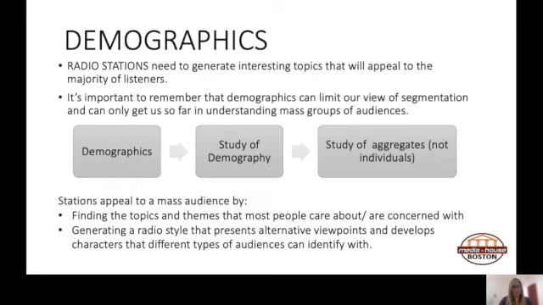So demographics equals the study of demography, which equals the study of aggregates, not individuals, which is important for us right now. Stations appeal to mass audiences by finding topics and themes that people most care about or are most concerned with, and generating a radio style that presents alternative viewpoints and develops characters that different types of audiences can identify with. Okay, so that's what is important right here.